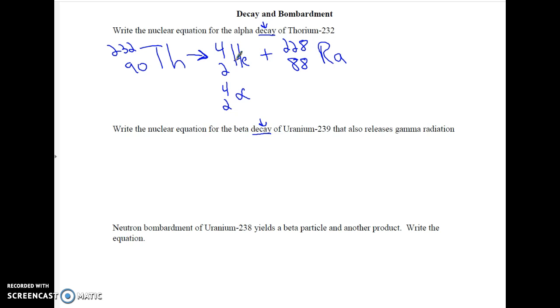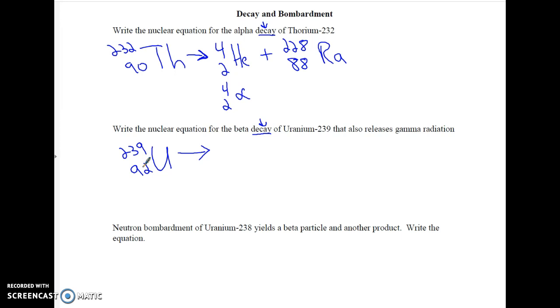For the next one down, it's saying beta decay of uranium-239. So we can write uranium-239, find uranium on the periodic table, it is atomic number 92. Since it's a decay, that is the only thing to the left of the arrow. Now, beta decay is an odd kind of thing. What happens is that one of the neutrons in the nucleus of this uranium-239, since that is an unstable mix of protons and neutrons, spontaneously converts into both a proton and an electron.